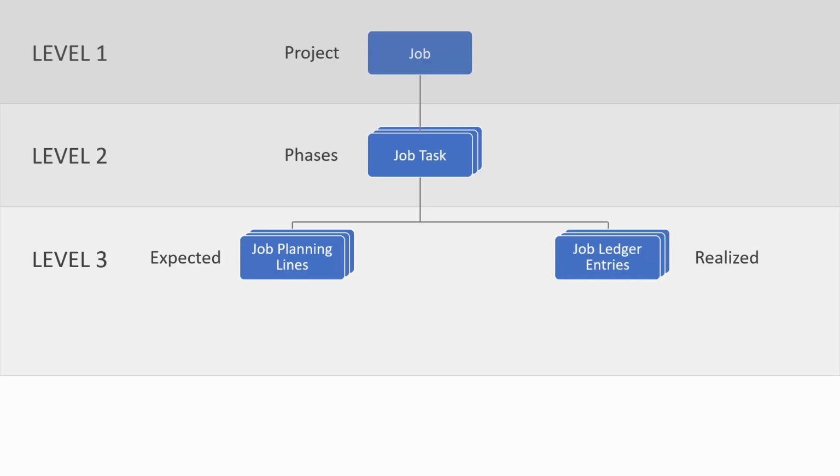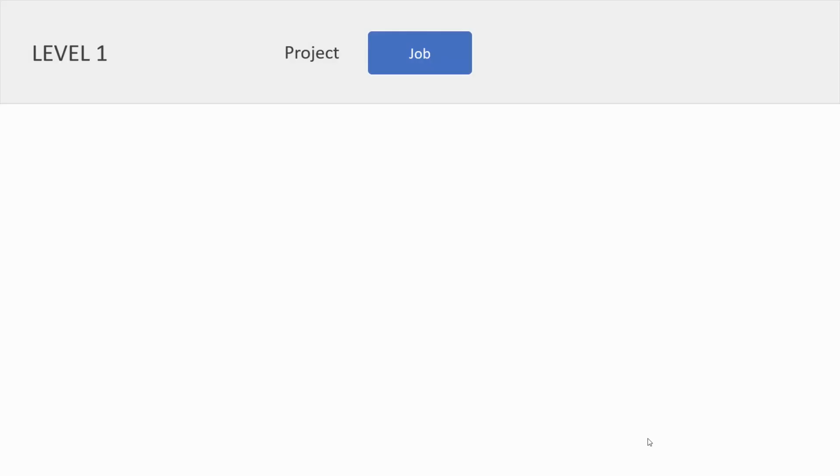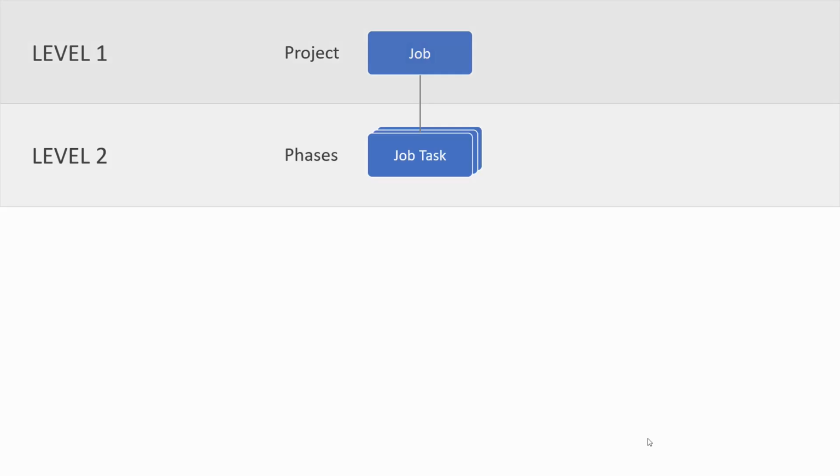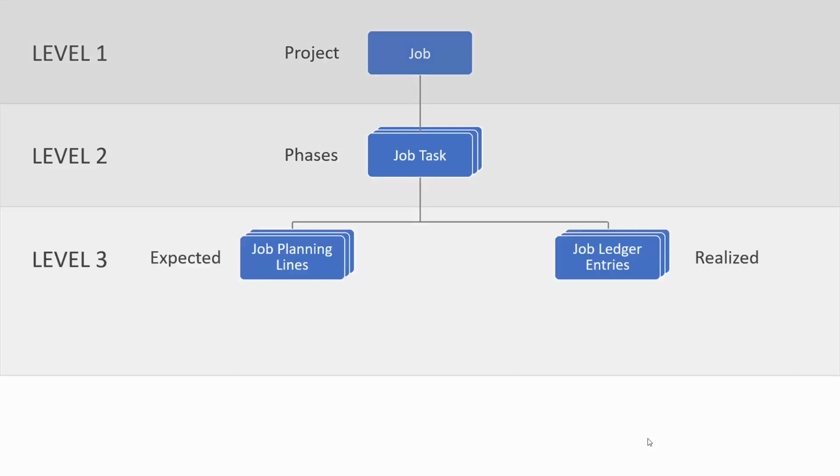The hierarchy is divided into 3 levels. At the top level, we have the job itself. You can view that as the project. The job can then be divided on the second level into different tasks that we need to perform. And on the third level, we divide into planning lines and job ledger entries, showing the expected and the realized. This structure gives us a powerful tool to follow up on projects, their different phases, and what we are expecting and what we have actually realized so far. So let's have a look in the system.